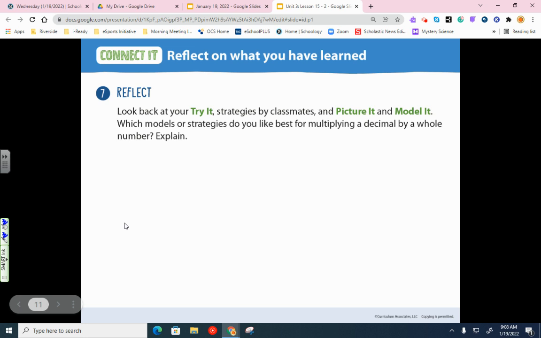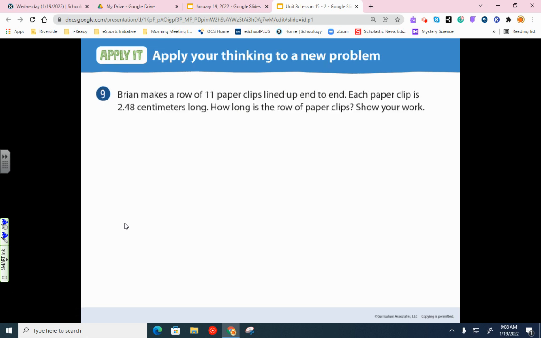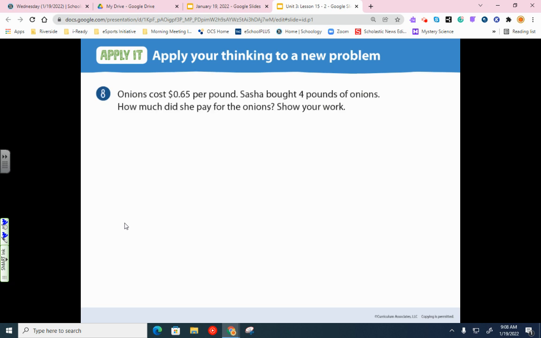All right, skip 7, and let's do some of these problems we have on the back here. Onions cost 65 cents per pound. Sasha bought 4 pounds of onions. How much did she pay for the onions? Show your work. So let's just jump right into it.